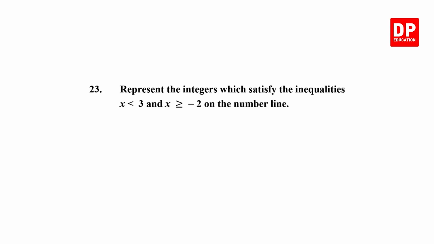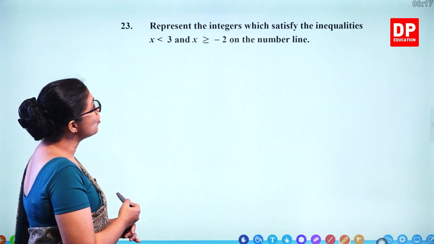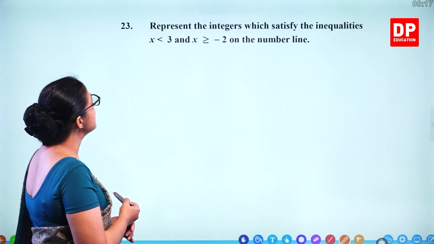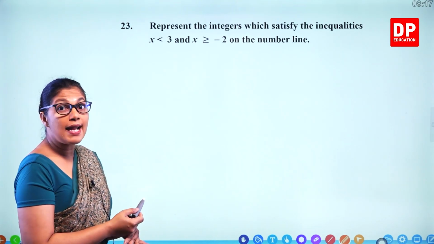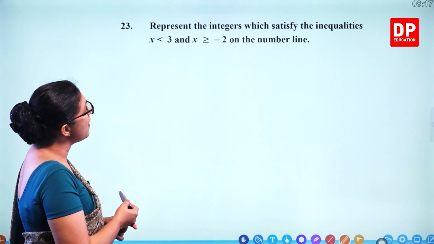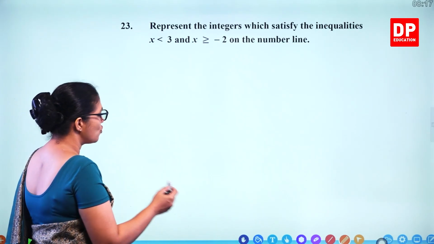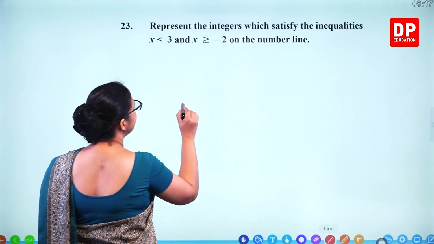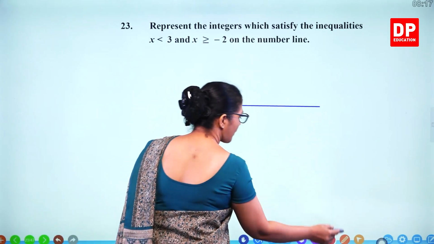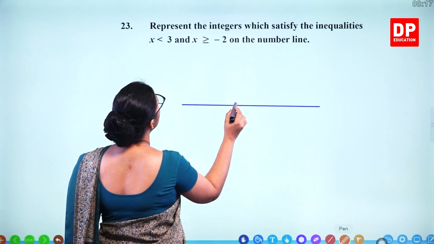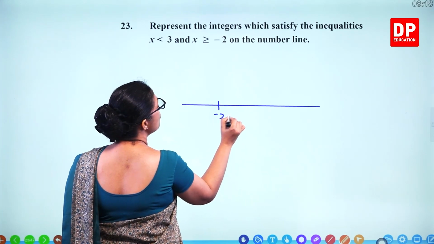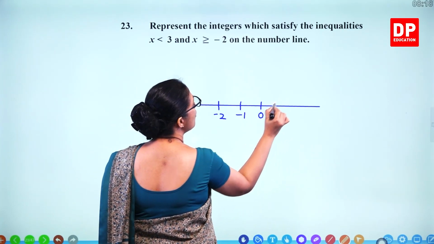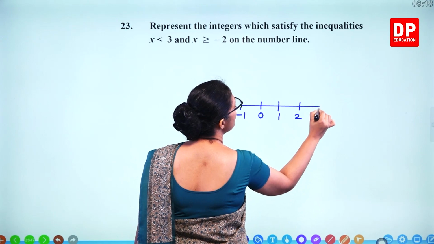Question number 23. Represent the integers which satisfy the inequalities x less than 3 and x greater than or equal to minus 2 on the number line. So when you draw the number line, we will mark -2, -1, 0, 1, 2, 3.